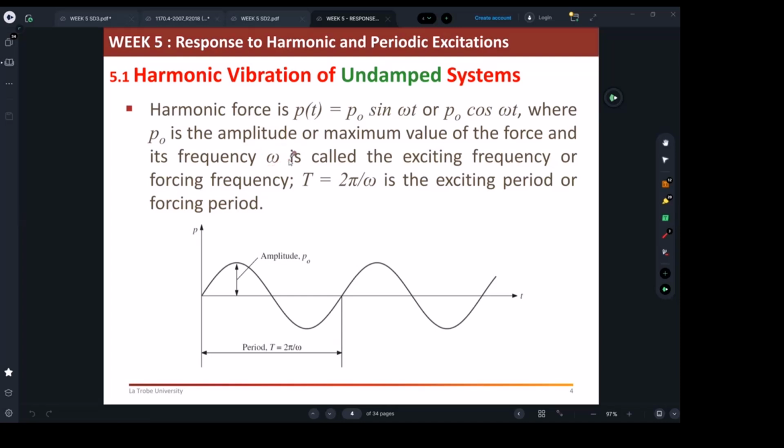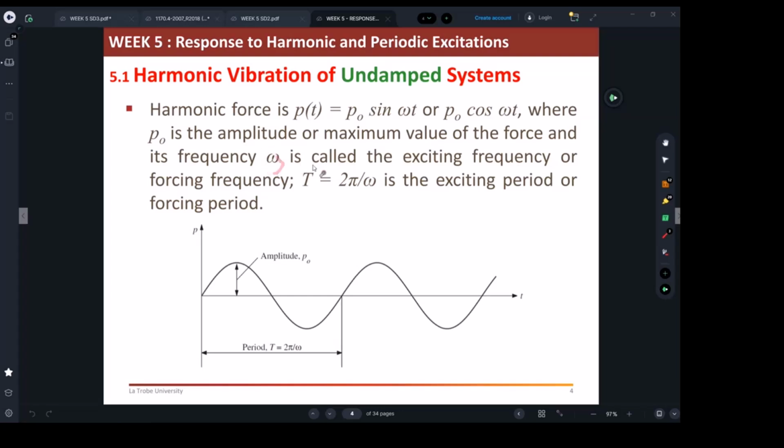Last week when I showed you the omega, it was omega n, with the letter n, because that's the natural frequency of whatever system or structure we're looking at. So today, what we're talking about now is the input force into the structure. So we would call it omega.